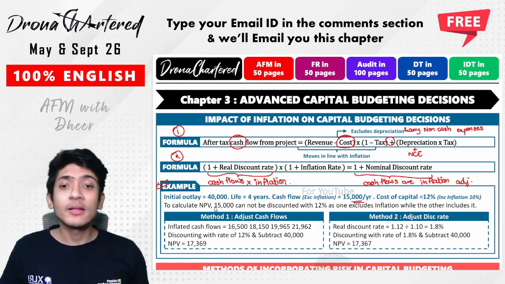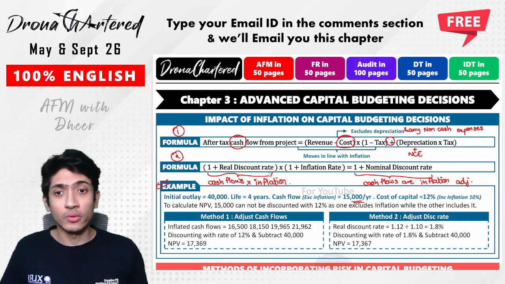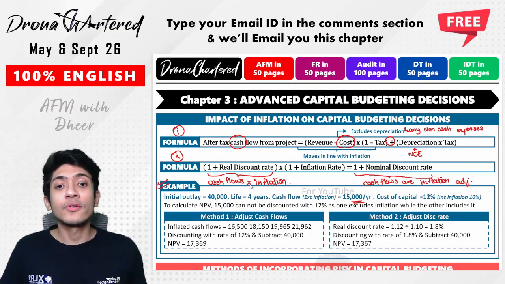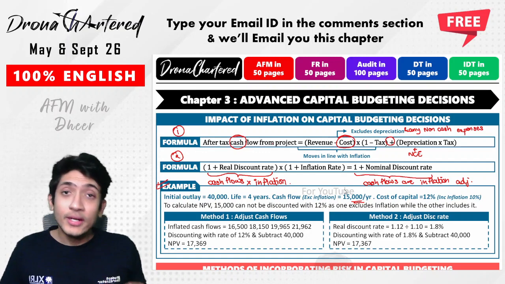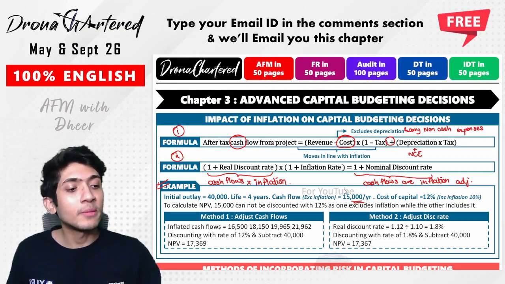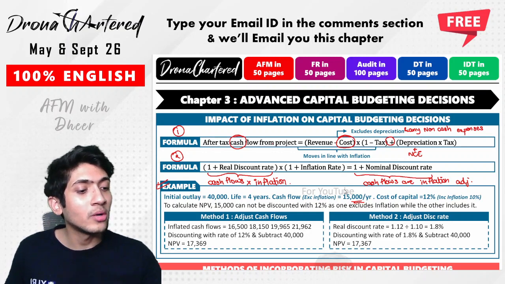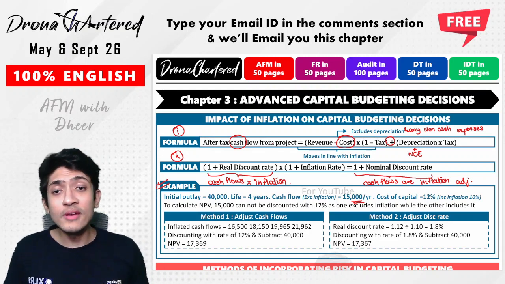Okay. So your method one is where you adjust the cash flow. That is, you put the effect of inflation in cash flows. Your inflated cash flows will now be 15,000 into 1.1. Is that correct? Because our inflation is 10%. So take your calculator, do 1.1 into 15,000. You will get cash flow for first year, that is 16,500.